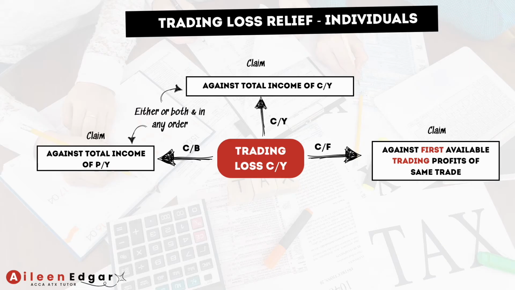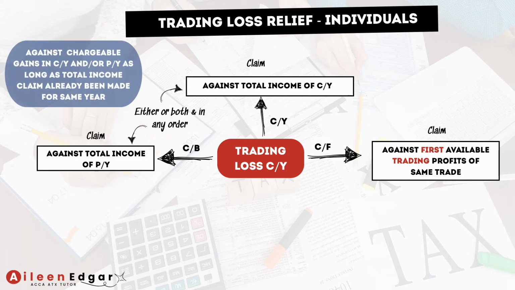They could use their trading loss in the current year and then decide to carry it back. They could just decide to do current year only. They could decide to do the carry back only to the previous year. Loads and loads of flexibility for individuals in terms of using that trading loss in the current year and or the previous year. And another thing individuals get to do that's a bit different, and that's because individuals, remember, are taxed under income tax and capital gains tax, two completely separate taxes.